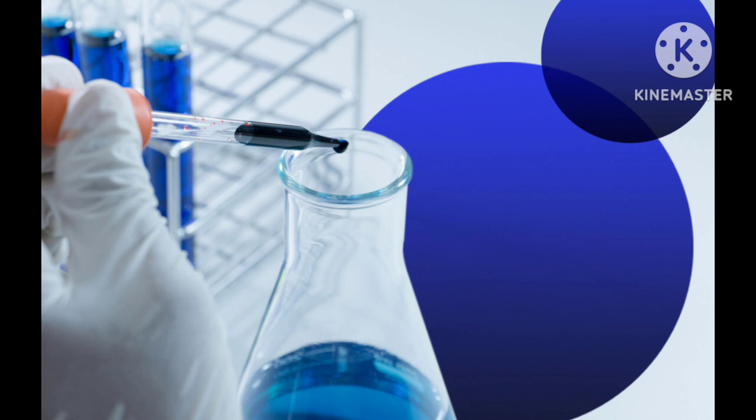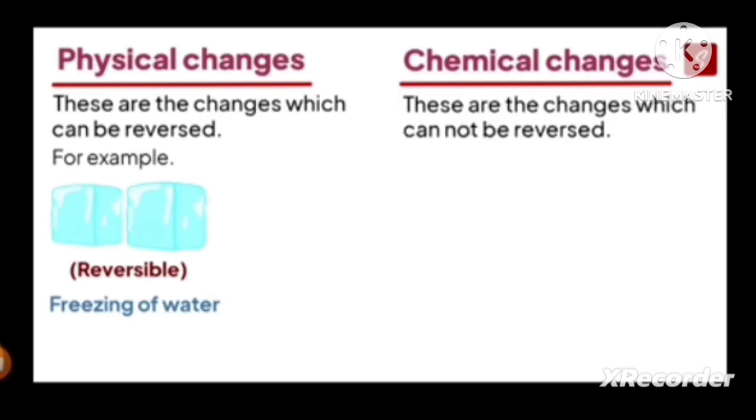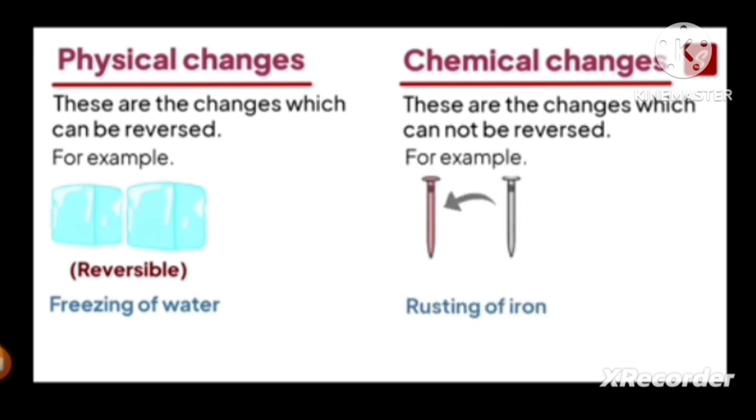Chemical reactions are all around us. From the metabolism of food in our body to the light we get from the sun, all are the result of chemical reactions. Before beginning with chemical reactions, it is important to know about physical and chemical changes. Let's go and watch the animated video.